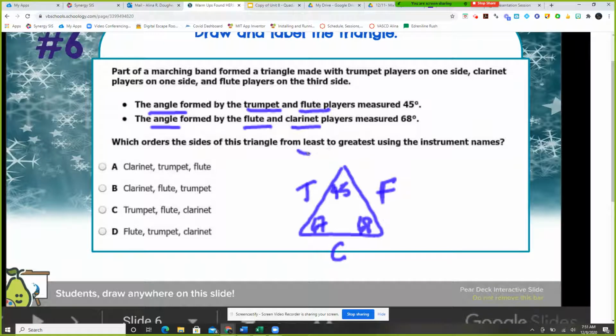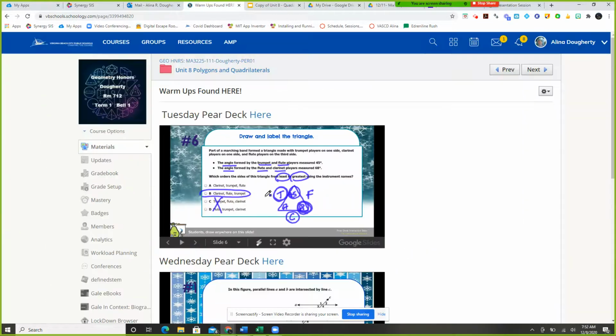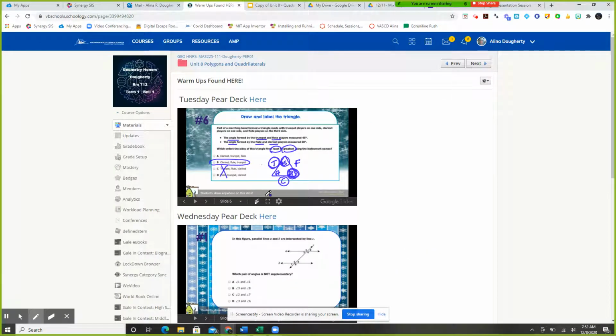So then we're going from least to greatest. The least angle is the 45, so the least side is the clarinet. So clarinet has to come first. And then the greatest angle is the 68. So the greatest side is going to be the trumpet. So clarinet, flute, and trumpet. Questions about how I did that? The trick is to label the sides with those trumpet, flute, and clarinet. We've definitely seen that question before.